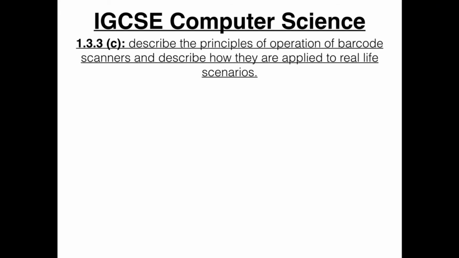Hi GCSE Computer Science, syllabus statement 1.3.3c, and in this statement we're going to be looking at barcode scanners. Now we looked at 2D and 3D. Well, barcode is quite a bit different from those two, and I'm pretty sure everyone here knows what a barcode scanner looks like, what a barcode looks like.